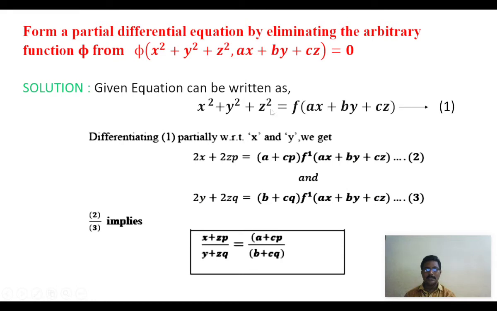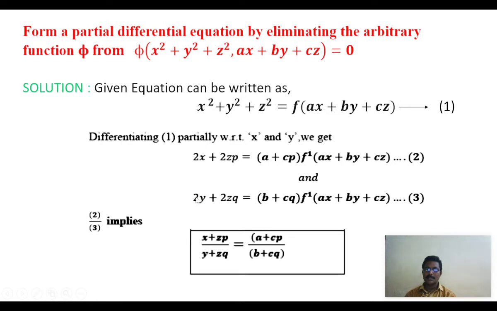Now differentiating this equation partially with respect to x and with respect to y. X square derivative 2x, y square derivative 0, because we are differentiating partially with respect to x, keep y as constant. Z square derivative is 2z, dou z by dou x value is p. f derivative is f dash, ax derivative a, by derivative 0, cz derivative c p, that is c into dou z by dou x, which is p. So let it be equation 2.